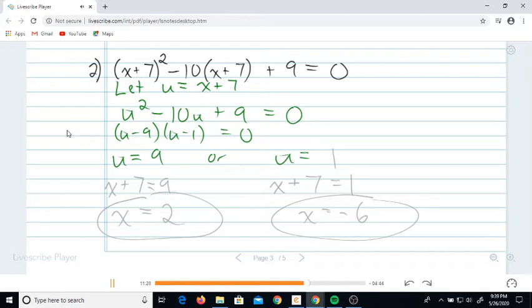When we declare that u is equivalent to 9, that's the same thing as saying x plus 7 is equivalent to 9. If we say u is equivalent to 1, that's equivalent to stating x plus 7 is equivalent to 1. So then we get our two solutions. We get 2 and negative 6. And there we have it.